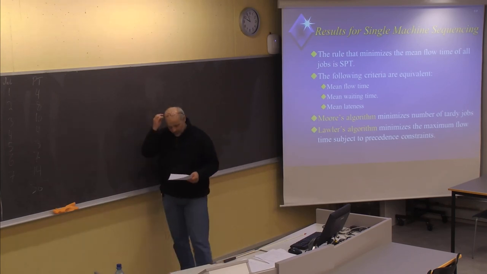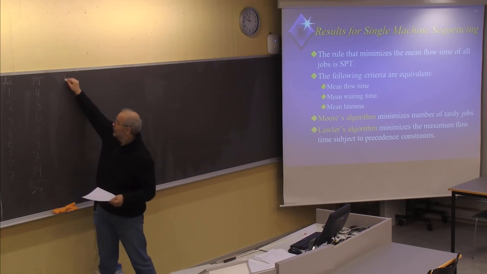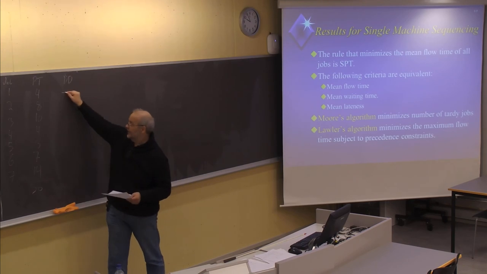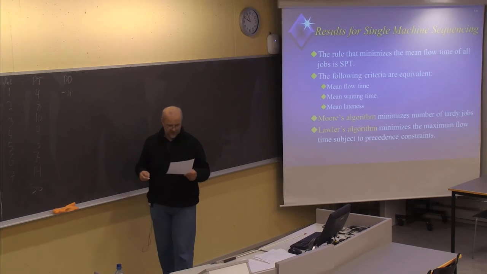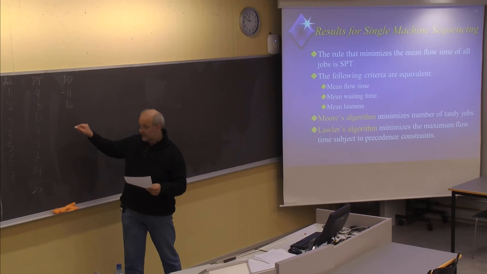And looking at the due dates, we can also find compared to the 1st of July, that job number one is already minus 11 days overdue. Job number two should be finished in 16 days. 3, 27. 4, 27.